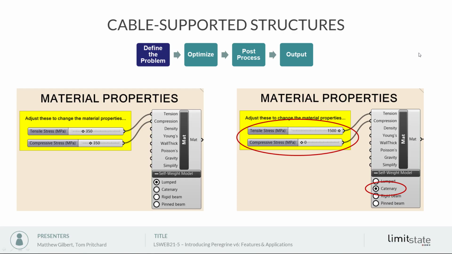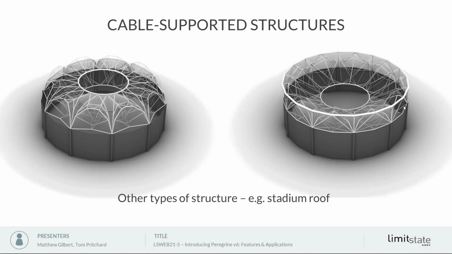And just going back to the presentation, we can see actually that it's not just long span structures that we can use this catenary element in, it's actually also things such as stadium roofs, where we can see on the left hand side here one type of structure, whereas on the right, when we're using catenary elements, we're getting an entirely different optimized structural form.